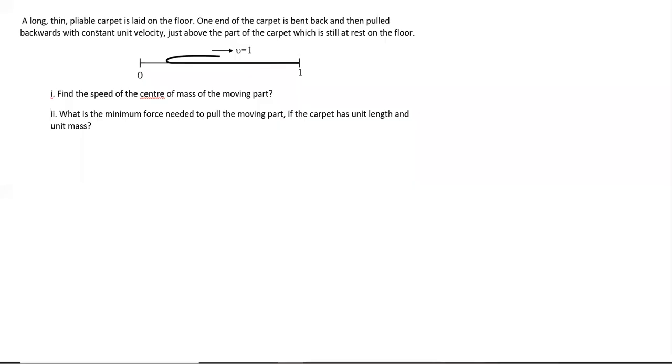A long, thin, pliable carpet is laid on the floor, and one end of the carpet is bent back and pulled backward with a constant velocity of 1 meter per second. Now, just above the part of the carpet which is still at rest on the floor. So, this part, the one which is on the ground, is at rest, and the other part is being pulled.